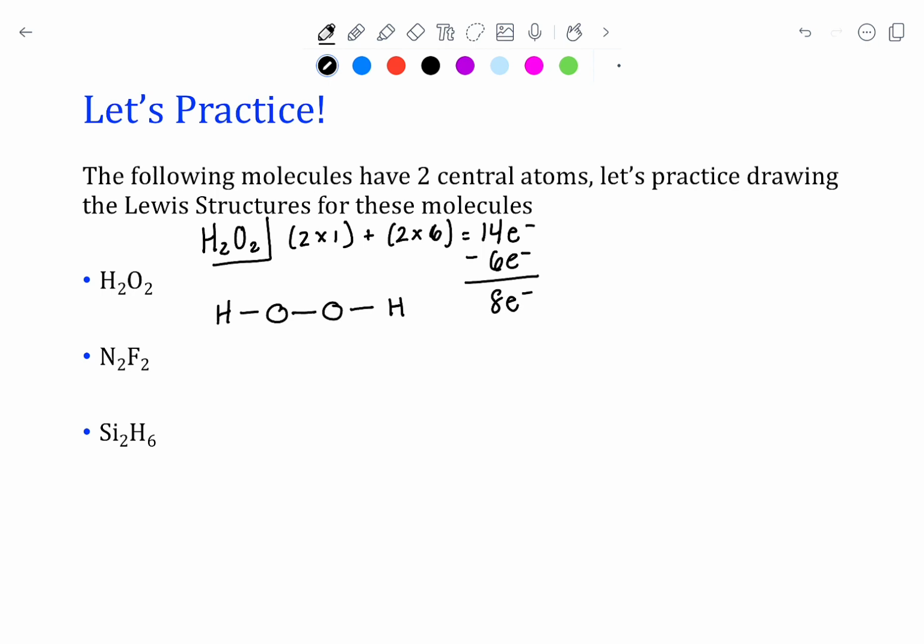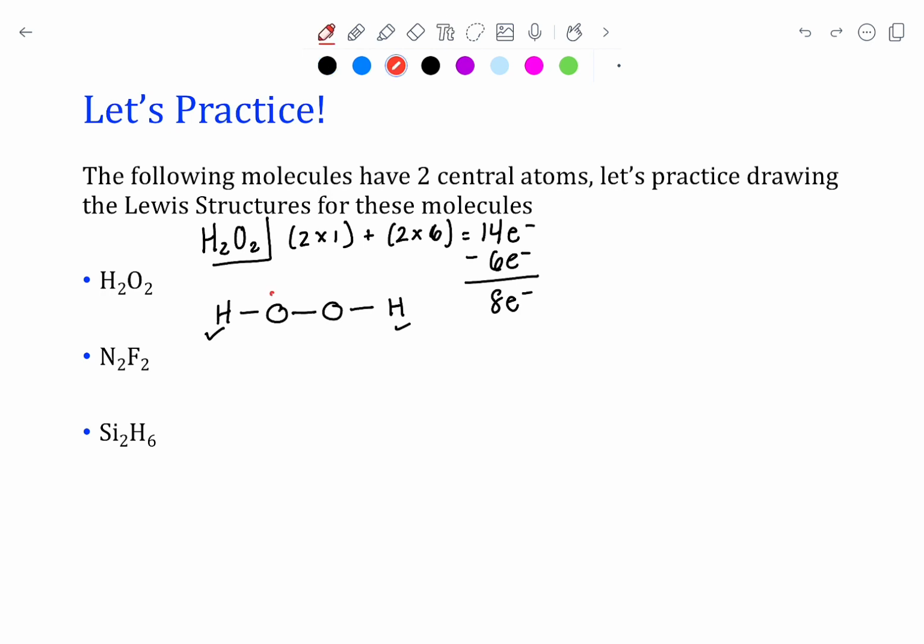So my rule says to place my extra electrons on my surrounding atoms to create octets, but my surrounding atoms are hydrogens and they both have a bond to them, so they are happy with their duets. My next step says to take any remaining electrons and place them on the central atom, or in this case atoms, to create their octet. So I have 8 electrons here. Each oxygen right now has 4 electrons, so they each need 4 more electrons to complete their octets.